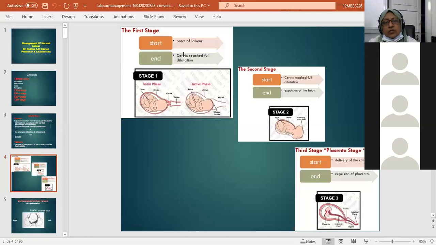The duration of the first stage is variable in the primigravida and in the multigravida. In the primigravida, the duration of the latent phase is very variable. In the multigravida, the patient may be in the latent phase for 3 or 4 days. So we cannot easily categorize the latent phase of the first stage in the multigravida.